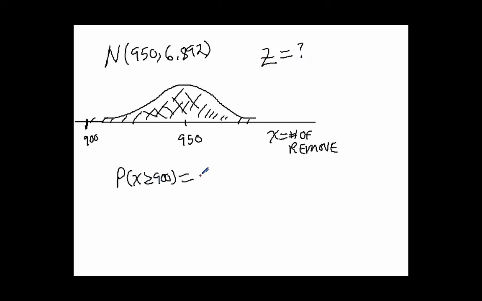So notice we're back to the normal. So we're back to our friend normalcdf with the left endpoint equal to 900, the right endpoint equal to E99, the mean equal to 950, and the standard deviation equal to 6.892. Okay? So let's go ahead and do that calculation.